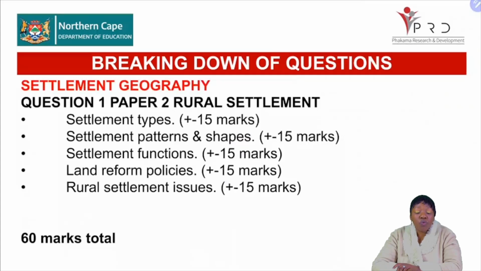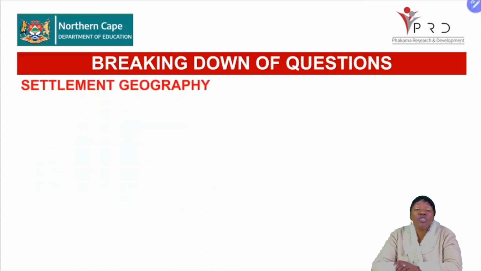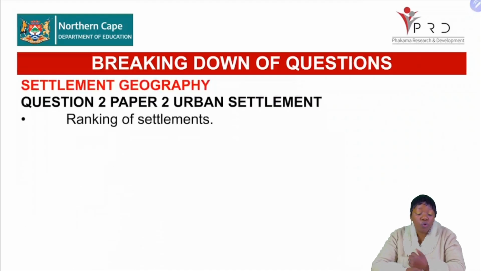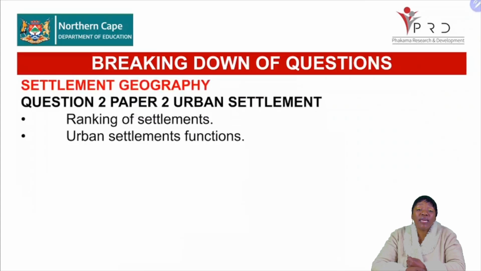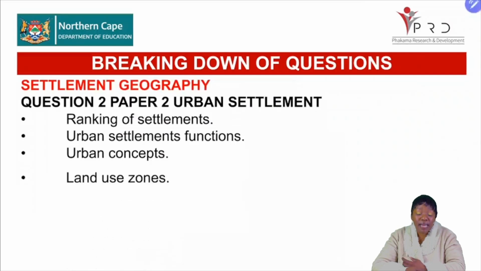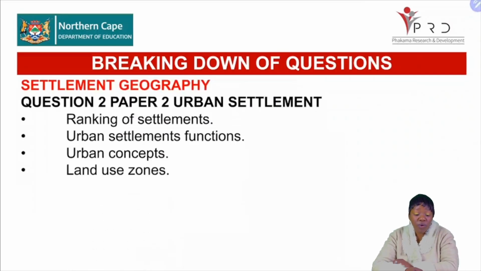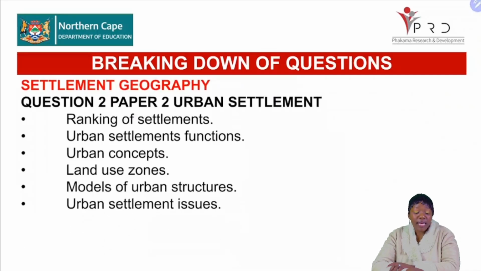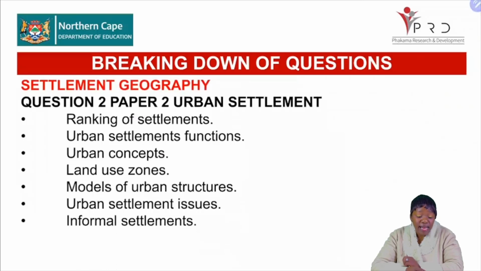Then we're moving to our question 2. Our question 2 is where you're going to expect your urban settlement. Hence, we'll be focusing on our urban settlement today. So it is question 2. Under question 2, you should expect questions such as your ranking of settlement. Then secondly, the urban settlement function. Thirdly, your urban concept. And then number 4, the land use zone. Then your models of urban structures. We'll also be looking at your urban settlement issues. And then lastly, your informal settlement.